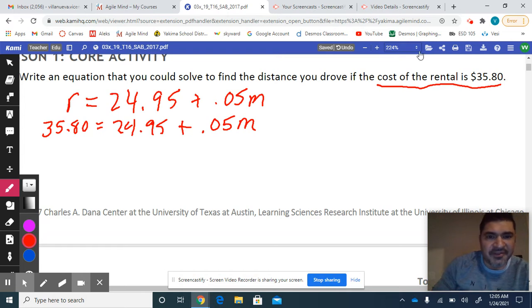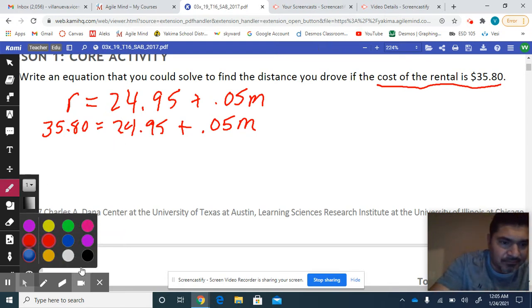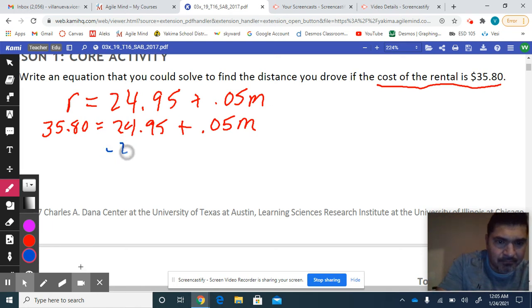Okay, so they want us to solve for the distance, which would be miles. So we need to get M all by itself. We have this and this along with the M. We need to clear this stuff out. So again, we're going to subtract the $24.95 first. And to keep my equation balanced, I have to do the same thing to the other side.